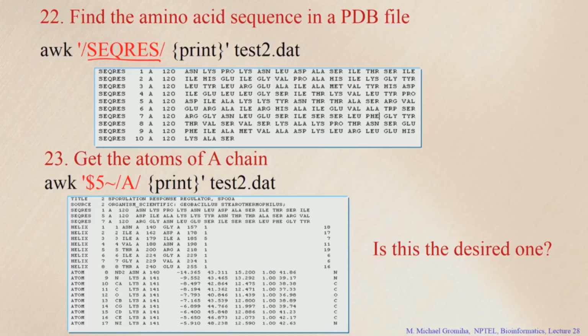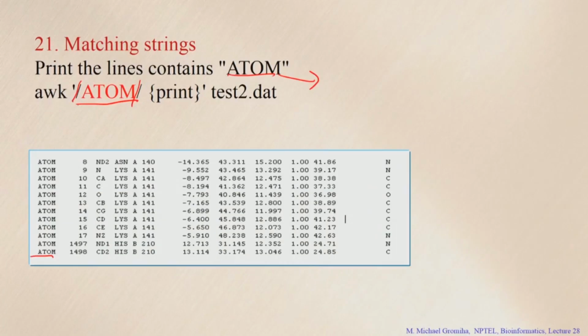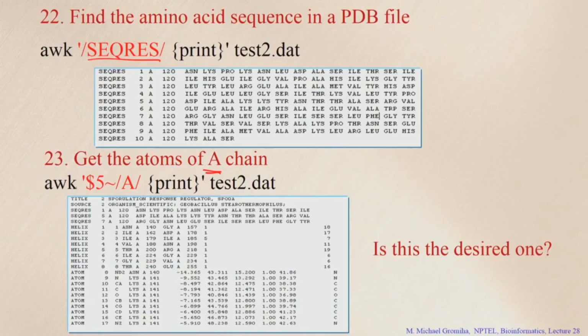So, now we go to another step. If you want to get the atoms of A chain, where do we get the A chain? This is the PDB file, right. So, we need to get the coordinates. Where shall we get the coordinates? Atom records. Where is the chain information? It is here. The fifth field: 1, 2, 3, 4, 5, right. Chain is A chain, right. If you write $5, because $5 contains A, and print. Shall we get the A chain's atoms?